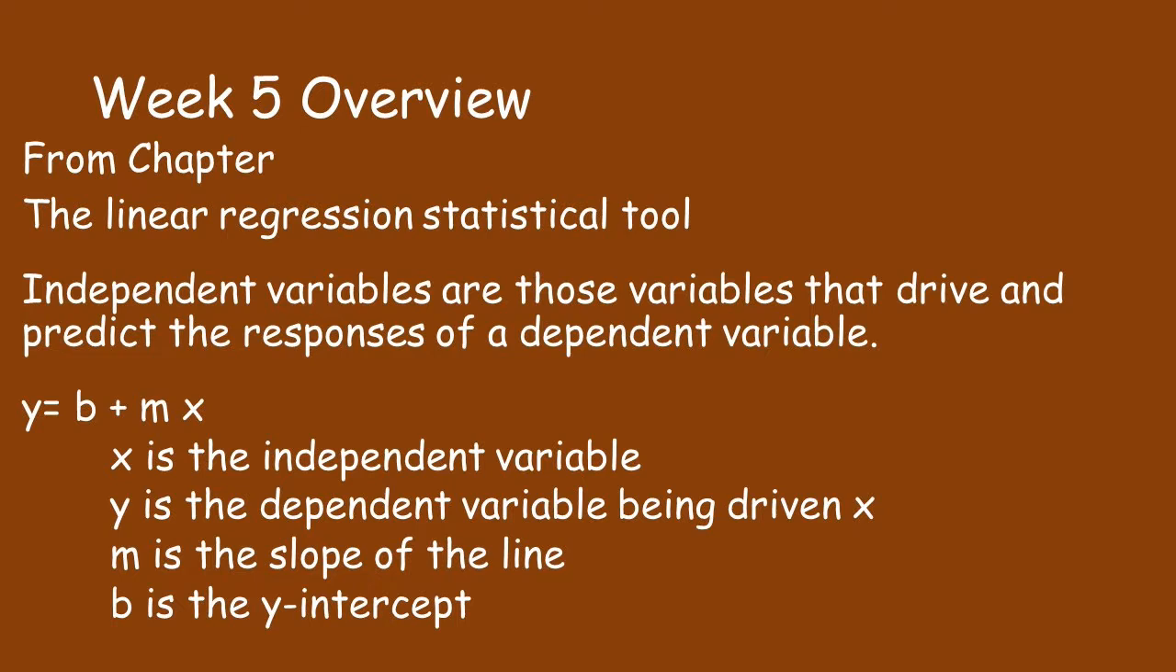Now, x is the independent variable and it floats along the x-axis, and y is the dependent variable floating up and down on the y-axis. It's being driven by x. m is the slope of the line, and b is called the y-intercept.